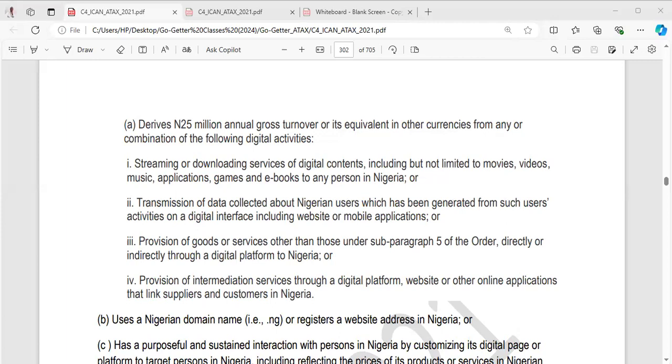other than those in subparagraph 5 of the order, directly or indirectly through digital platform to Nigeria. We talked about buying of antivirus, even when you are looking at your phone, like those of us who use iPhone, you want to buy apps, you are buying them on your phone, you are buying directly.